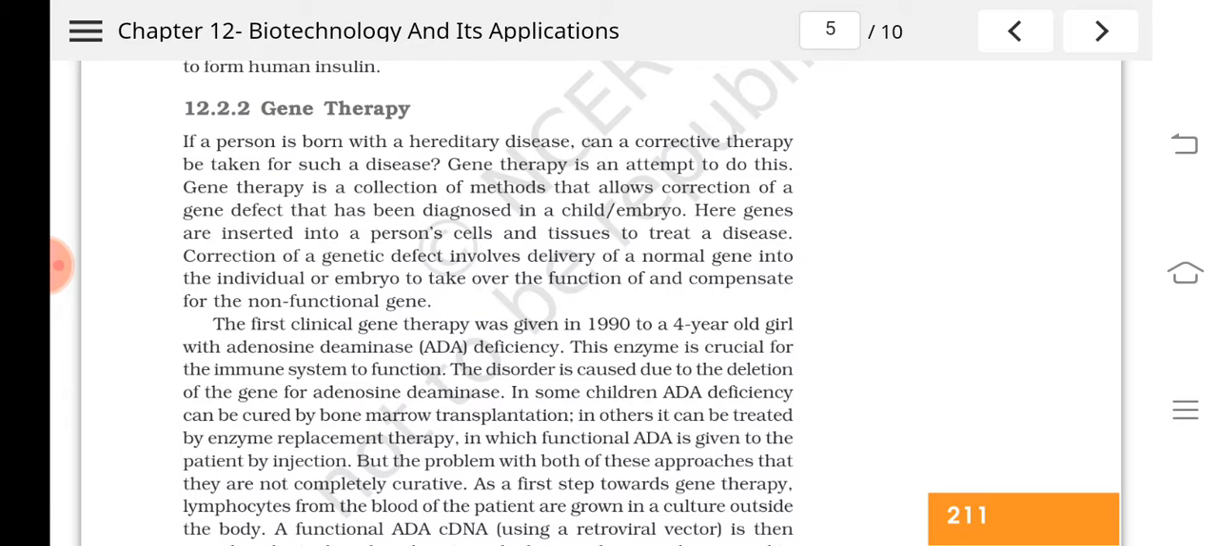So the delivery of a normal gene into the individual or embryo will take over the function of and compensate for the non-functional genes. This is the basic principle behind gene therapy. We can correct the genes. If the disease is caused by a defect of genes, then we can introduce a normal gene so that it will do the function of the defective gene and the person can be saved from the disease. Is it clear?